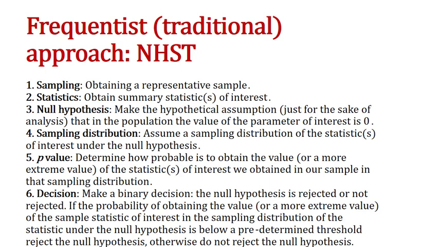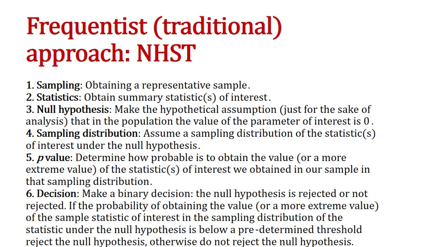And this approach, we call it NHST, has a number of steps. It starts with obtaining a representative sample. The second step is to obtain a summary statistic or a number of statistics of interest. The third is to define a null hypothesis that typically is that the parameter of interest in the population, the value of that parameter, is 0. We are going to see other possibilities as well.